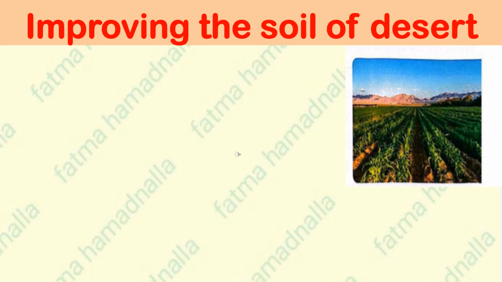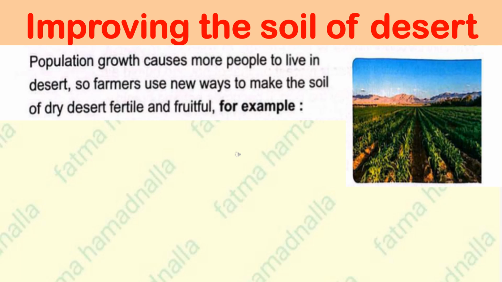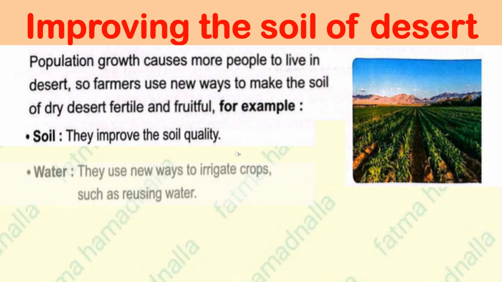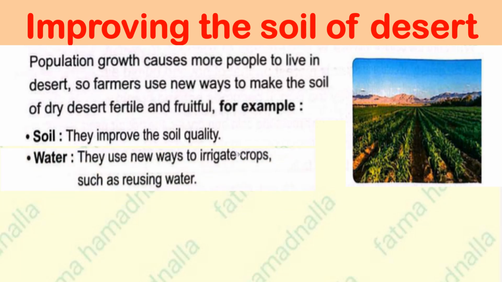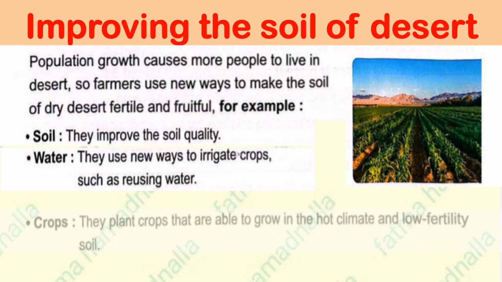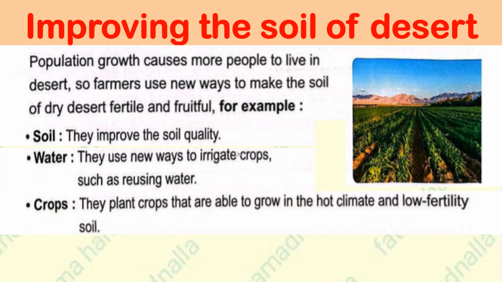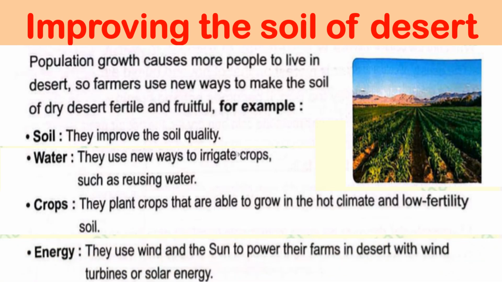I need you to know how to improve the soil of the desert. Population growth causes more people to live in deserts, so farmers use new ways to make the soil of dry deserts fertile and fruitful. For example, soil: they improve the soil quality. Water: they use new ways to irrigate crops, such as reusing water. Crops: they plant crops that are able to grow in the hot climate and low fertility soil. Energy: they use wind and the sun to power their farms in the desert with wind turbines or solar energy. Okay?